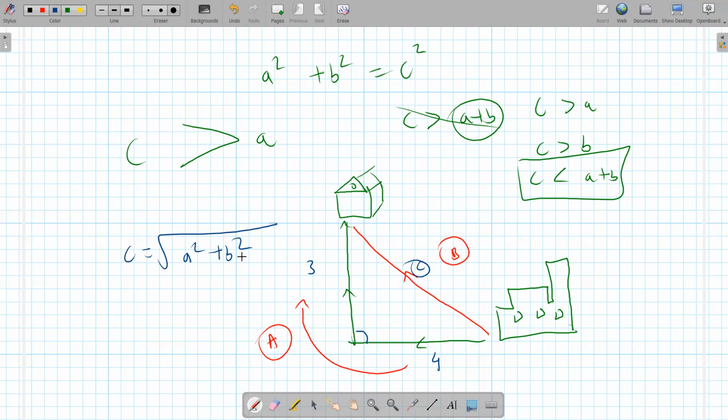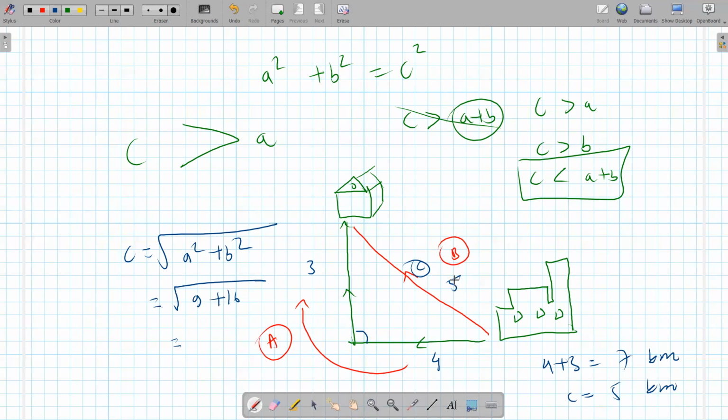So 9 plus 16. And then you square root that. So 5, right? So side C is 5. So if you take route A, you'll end up walking 7 kilometers. If you take route B, you end up walking only 5 kilometers. So there you go. Take route B.